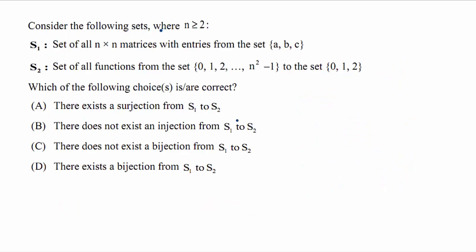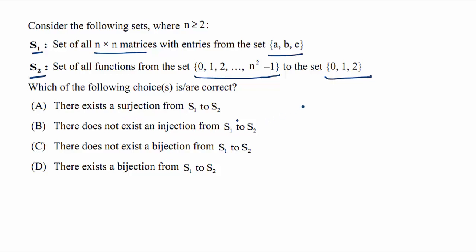Okay. So let's try to solve this question. What they are saying is that there is a set S1 and a set S2. S1 is the set of all n into n matrices with entries from the set {A, B, C}. And S2 is the set of all functions from this set to this set, right? So let's first see what S1 and S2 are. And before that, let's check what they are asking. They are asking about the surjection or injection or bijection from S1 to S2.